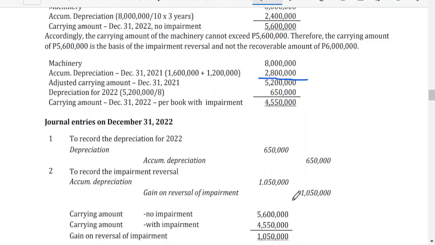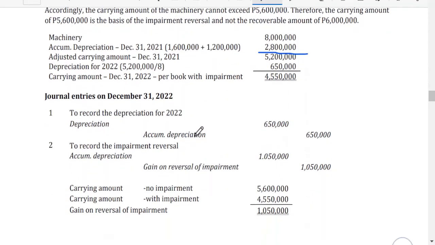So now let's proceed to the journal entries. To record the depreciation, debit depreciation, credit accumulated depreciation 650,000. To record the reversal of the impairment, debit accumulated depreciation, credit gain on reversal 1,050,000, which is the difference between the carrying amount without impairment and the carrying amount with impairment.